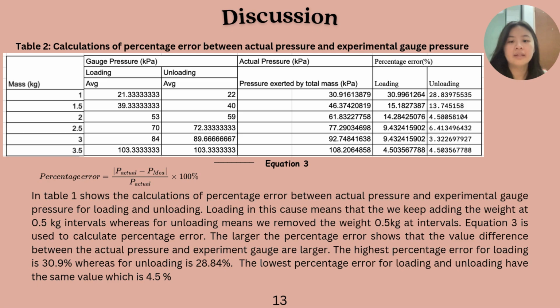Okay, and the larger the percentage error shows that the value difference between the actual and experiment gauge is larger. So the highest percentage error for loading is 30.9, whereas for unloading it is 28.84. The lowest percentage error for loading and unloading have the same value, which is 45%.